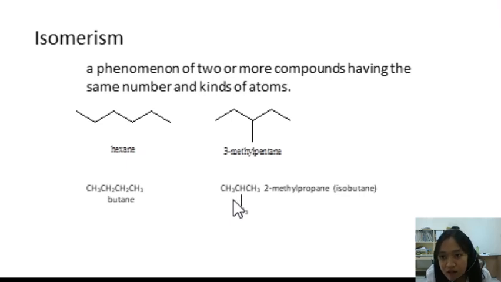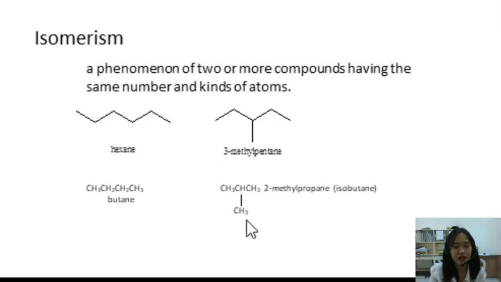And then you also have 3, 5, 7, and 9 hydrogen atoms. So, pareho, di ba? They are comprised of the same kind of atoms and also the same number of atoms, but they have different names. Why? Because nagkaiba sila sa structural arrangement. Okay? So, yan yung ating isomers or isomerism.